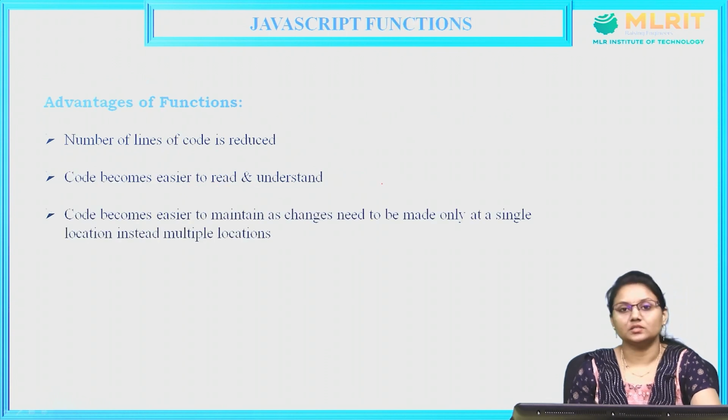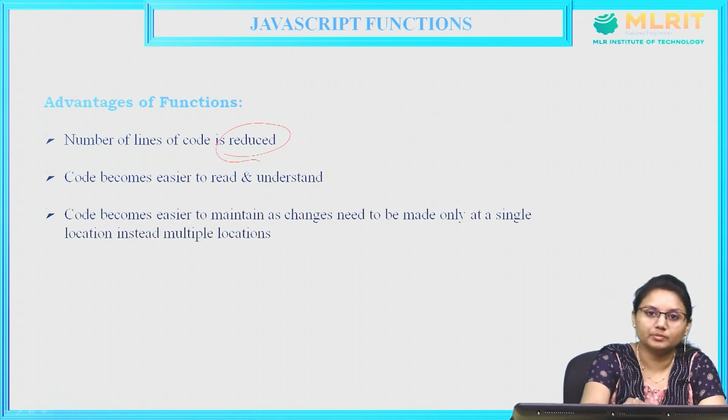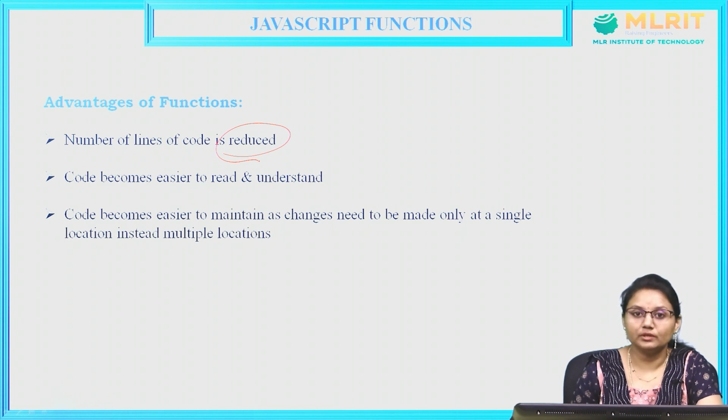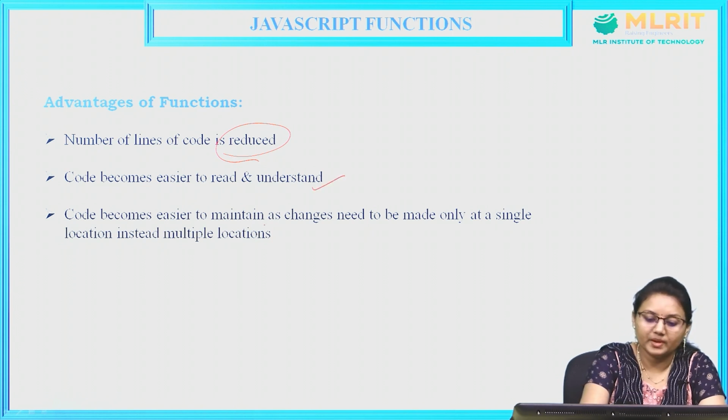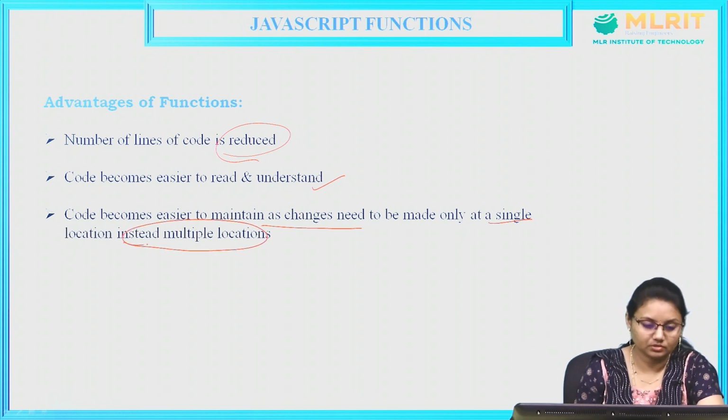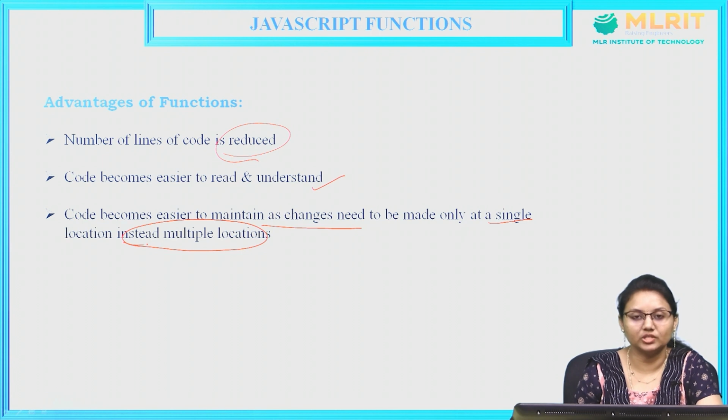So, what are the advantages? The number of lines of code is reduced because you are reusing the function. So, it is providing reusability. When it is providing reusability, you can reuse the code anywhere without repeating the multiple lines. You only call the function. Code becomes easier to read and understand, and code becomes easier to maintain, as changes need to be made at a single location instead of multiple locations. So, only at a single location you can make the changes. We can just use that function wherever it is required and do the changes accordingly.